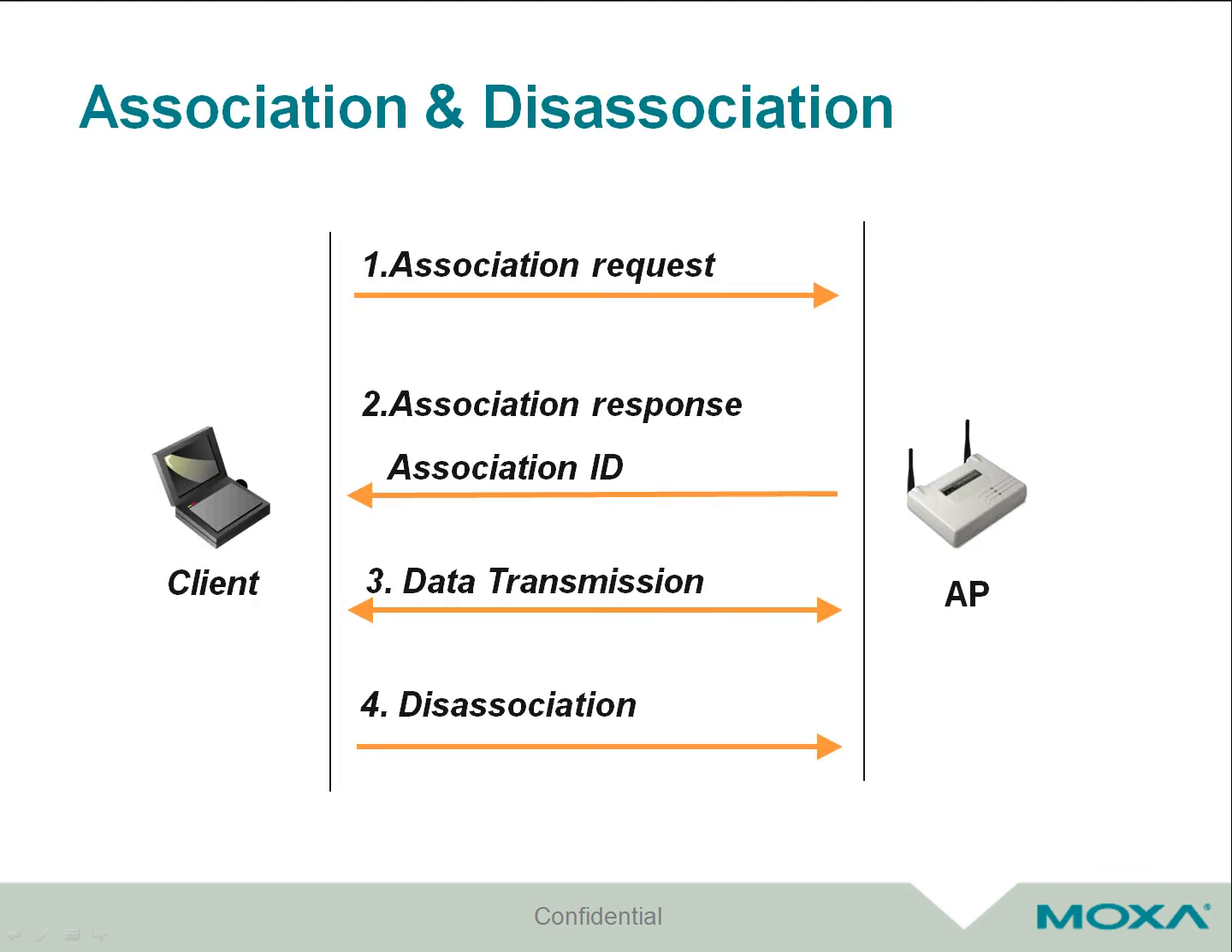After successful authentication, association process begins. During association, client and AP negotiate about communication parameters, such as data rate. Finally, client gets association ID, and AP will allocate necessary resources for the client. Once association has successfully finished, data transmission can begin.